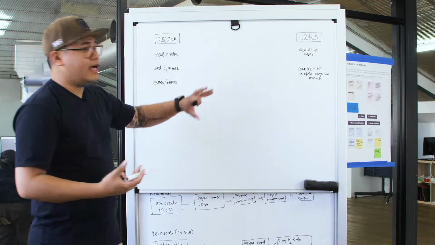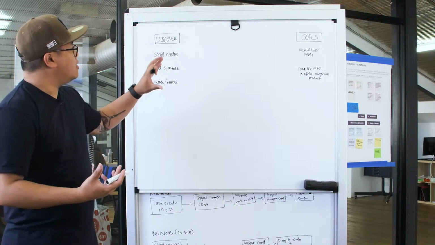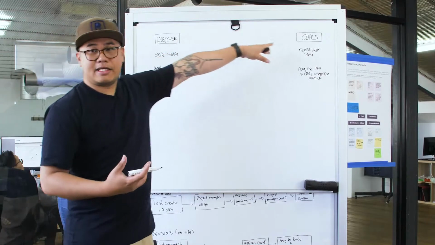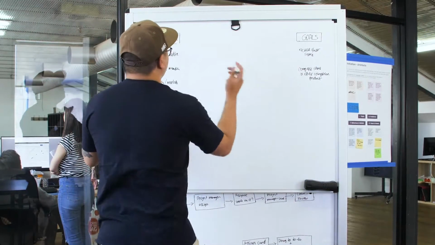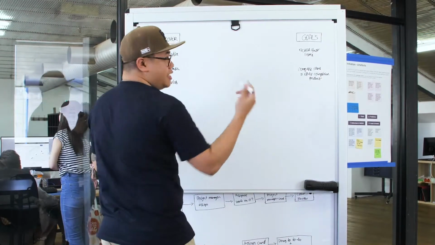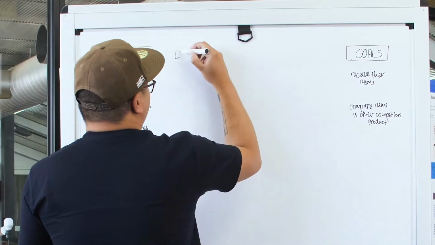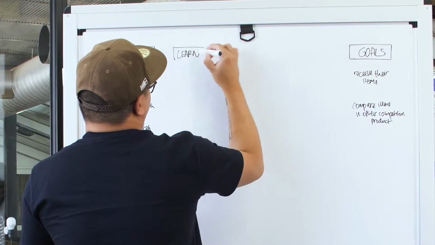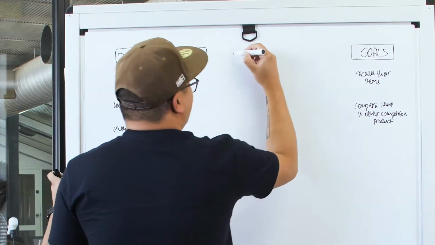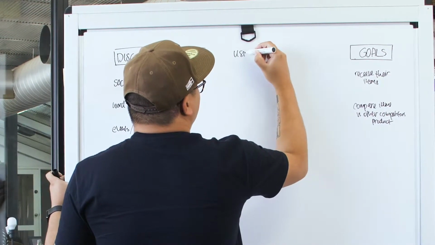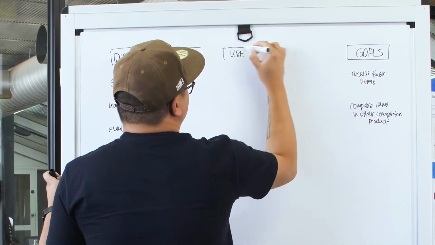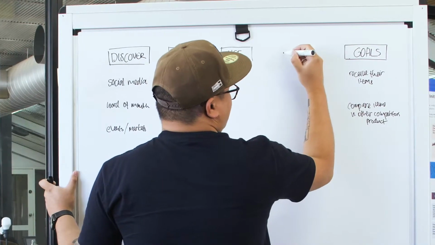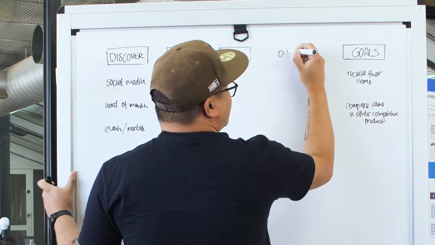So once you've got that listed, then you want to write down the different stages that connect the discover and the goals. So after I'm discovering it, I'll be learning. So learning about the website, learning about the product, it could be anything. I'll be using it, use, and I'll be making my decision, committing to it, or decide.